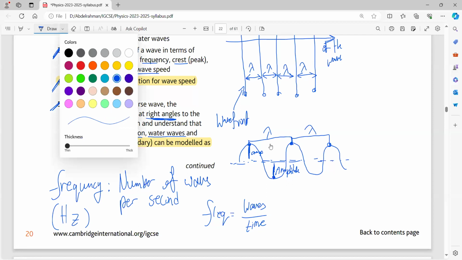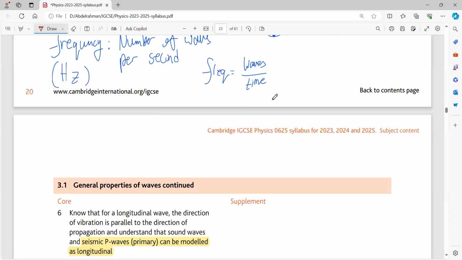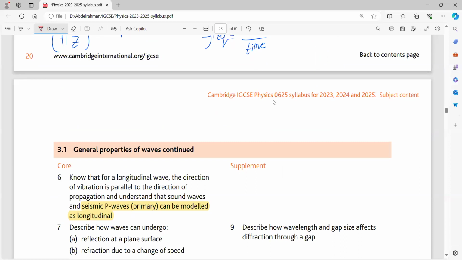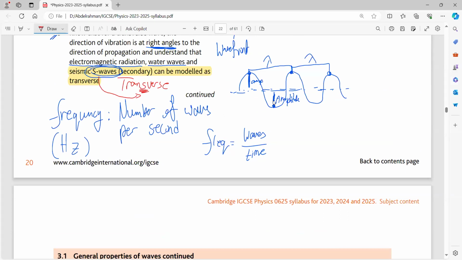How could I remember it? How to memorize it? Transverse. S is seismic. If you have an S wave, this is a transverse wave. We have another type of wave called a P wave. A P wave would be a longitudinal wave. But if you have an S wave, S is transverse.